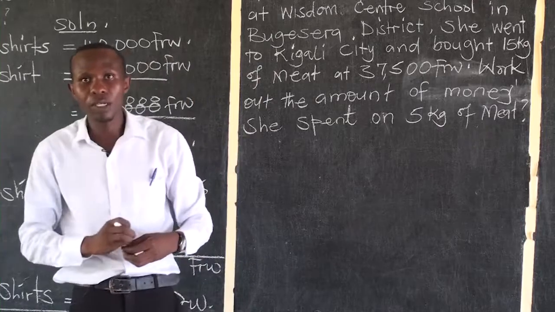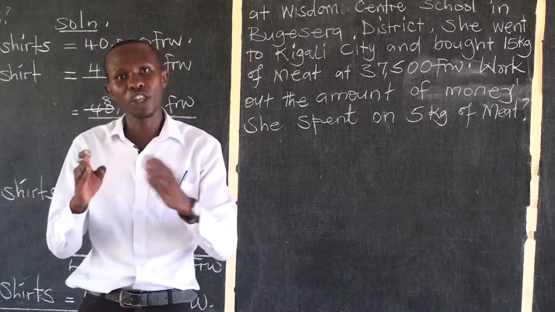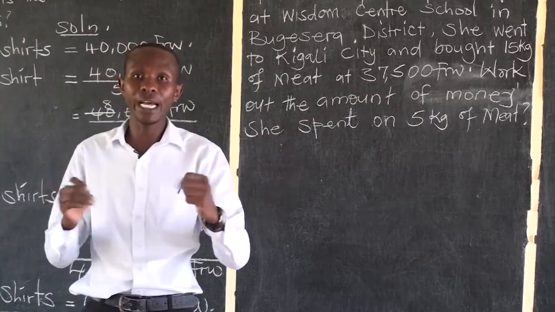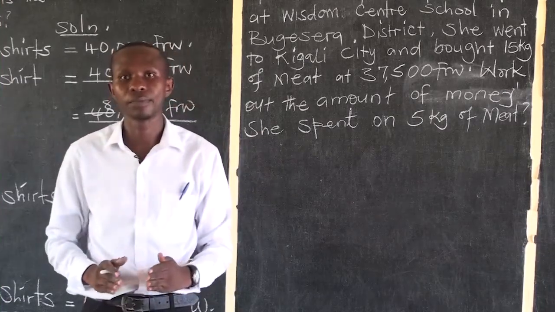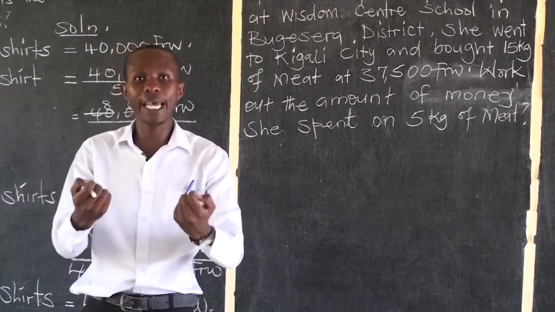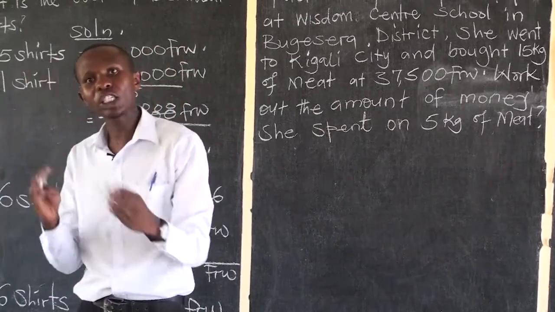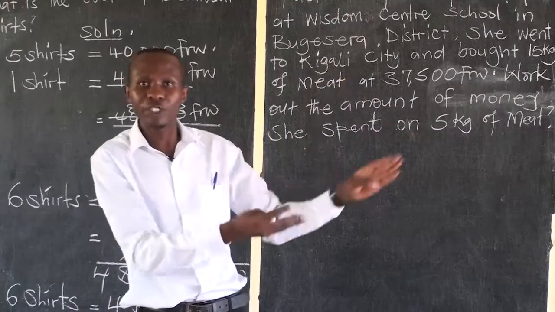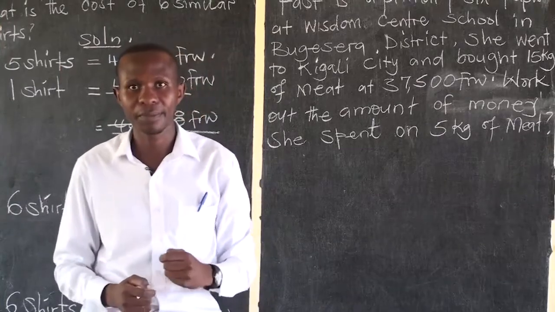So if for 15 kilograms she paid 37,500, all of it, we now need to find out the amount that she was paying for each kilogram. And for us to find the amount of money that was spent on 1 kilogram, we shall get the amount that she spent on all 15 kilograms divided by 15 kilograms. Once you divide by 15 kilograms, it means you are looking for money of only 1 kilogram. Okay?